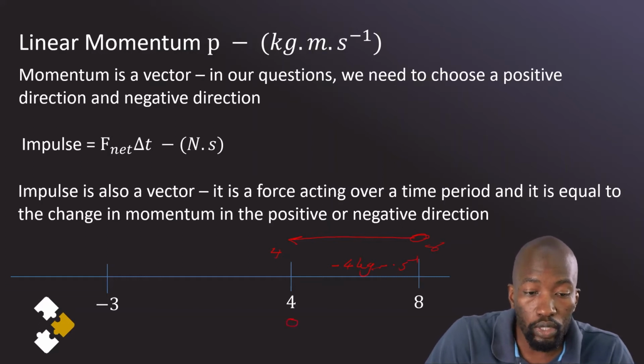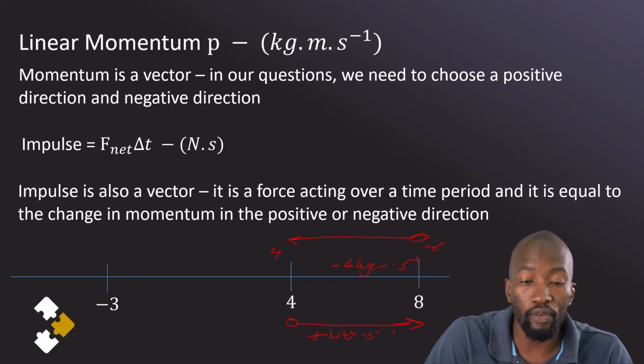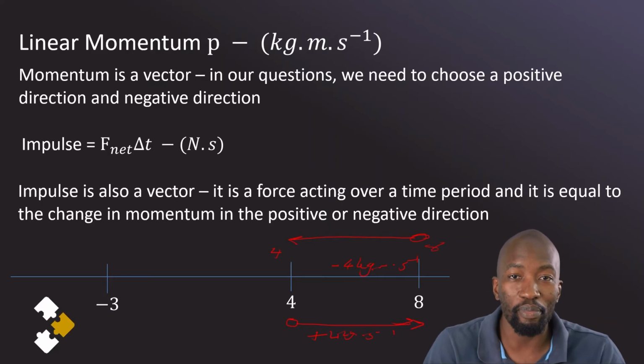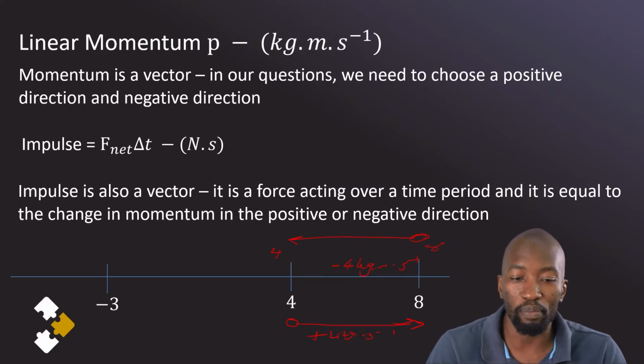If we were going to the right, we would have the same thing. It just means that when we go to the right, we're going to have a positive 4 kilogram meter per second, and this just shows you that it will be positive because of the direction of that side, and that is the impulse. Remember, it's the change in momentum.